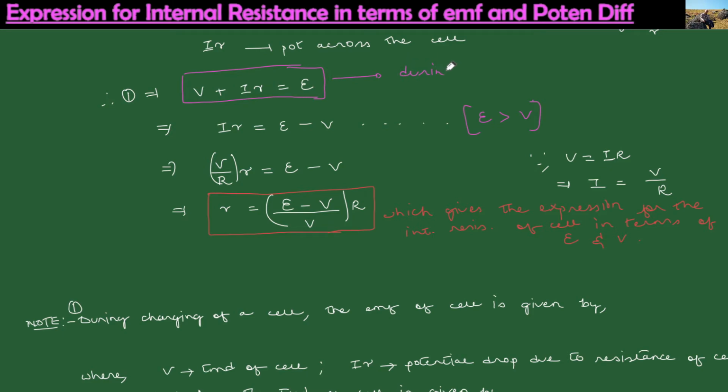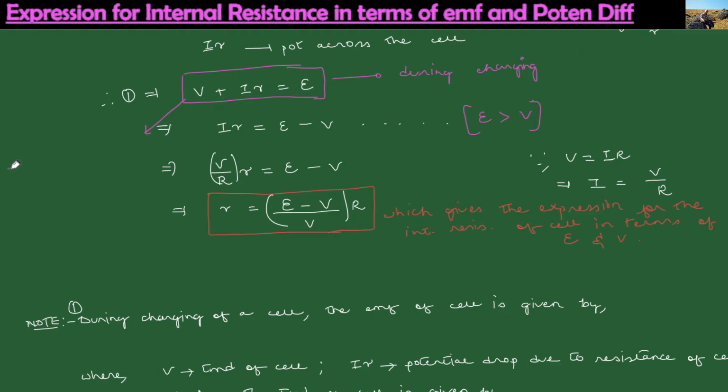So during charging of the cell, the EMF of the cell is given by this expression, which means that the terminal potential difference plus the voltage drop across the cell will be equal to the EMF of the cell. And when we are talking about discharging, we will have the expression from this relation.